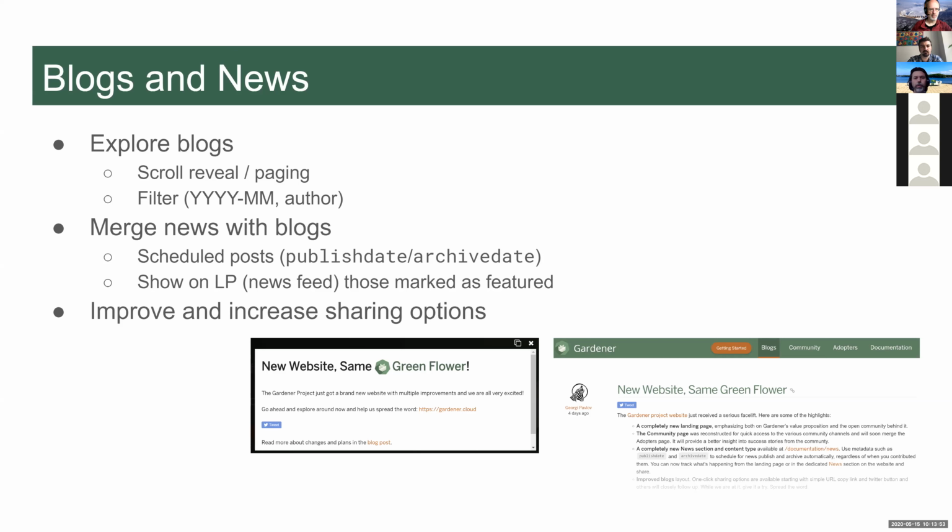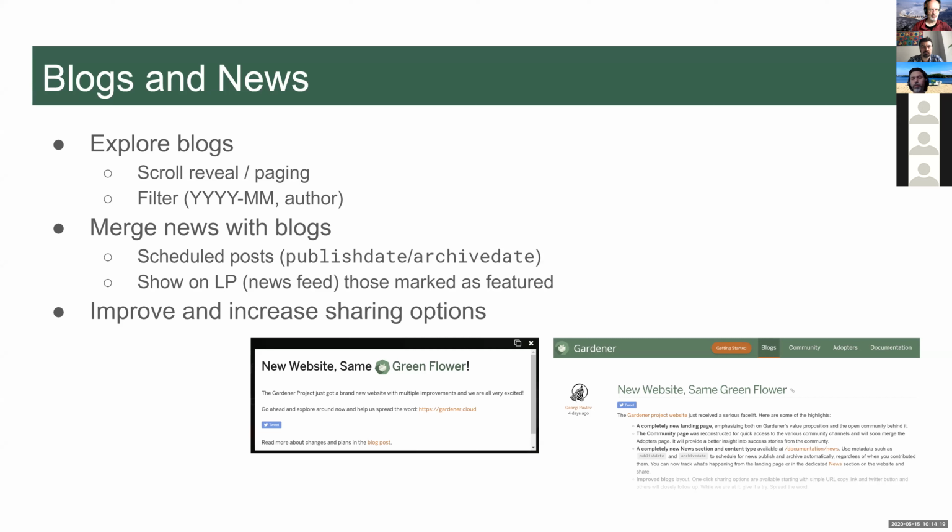So some features of the news are that you can schedule them. For example, you can specify a publish date and an archive date. So that's basically the period in which the news are going to be visible on the landing page. And after that period, they automatically are hidden and are available on the news lists, where you can basically see the whole news archive.